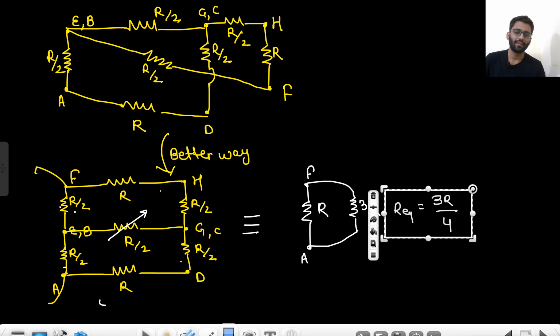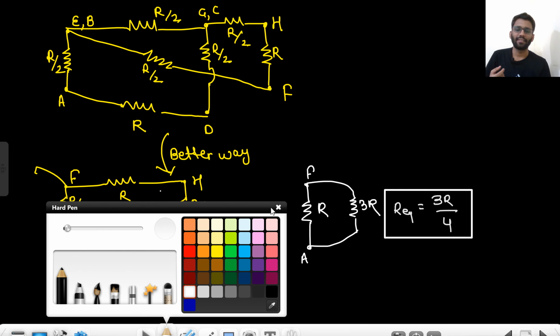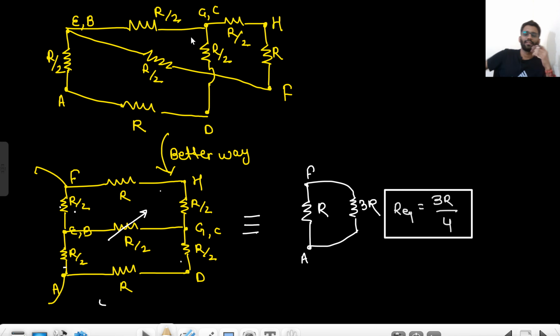Did you get it? Okay, we made it like this initially, but then we realized that this is not a good way of representing the circuit, because we can't really see the symmetry, we can't really see the Wheatstone bridge. But here I can clearly see the Wheatstone bridge if I look like this. R by 2, 3R by 2, 3R by 2, R by 2. So 3R by 2 into R by 2, R by 2 into 3R by 2. So the Wheatstone bridge is there. So R equivalent is 3R by 4.